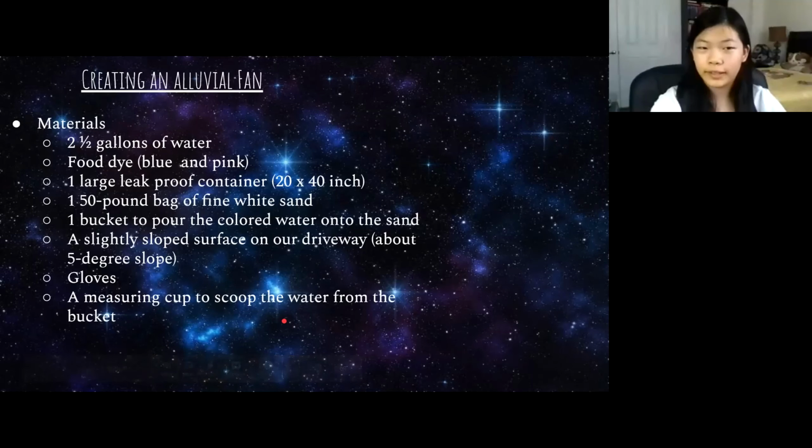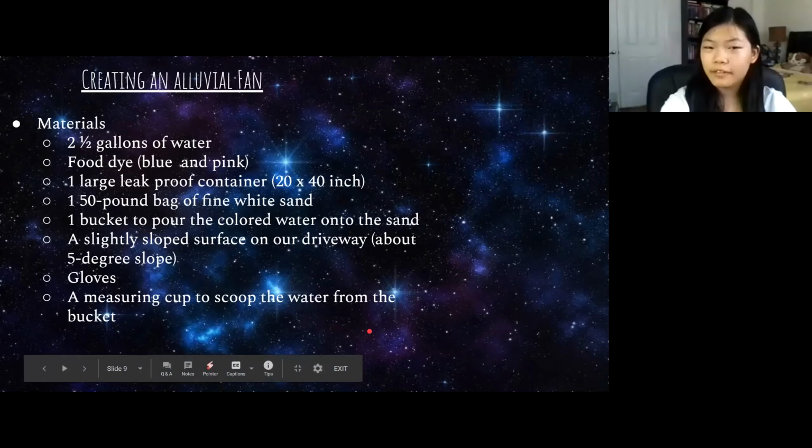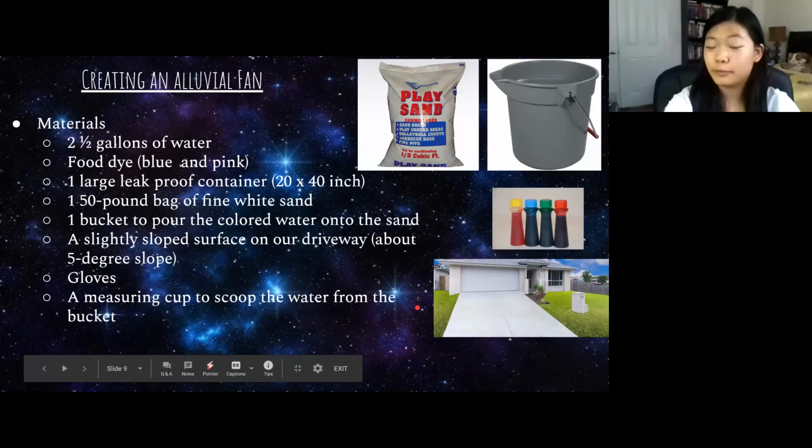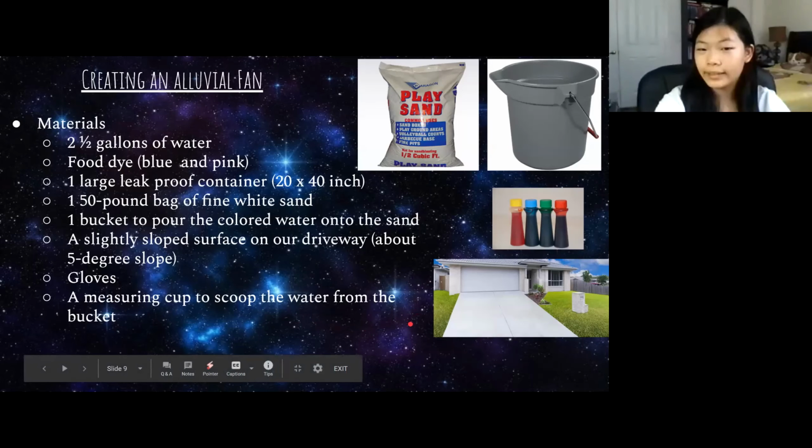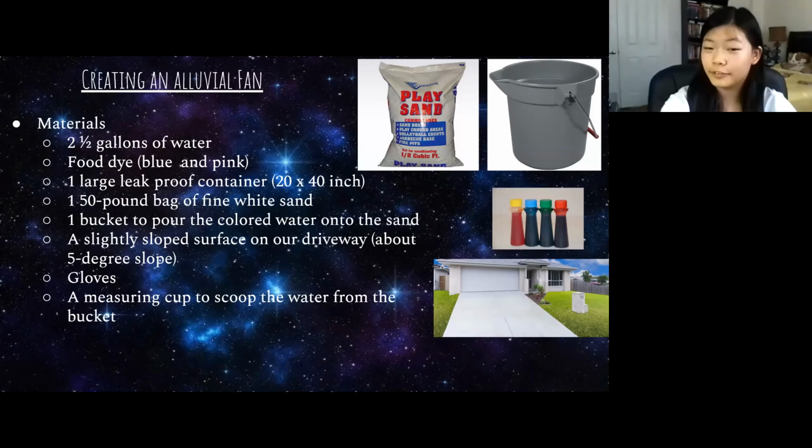Creating an alluvial fan. Materials: 2.5 gallons of water, food dye, we used blue and pink, 1 large leak-proof container around 20 times 40 inches or 2 times 4 feet, 1 50-pound bag of white sand or play sand, 1 bucket of colored water, a slightly sloped surface, we used our driveway, it was about a 5-degree slope, gloves, and a measuring cup to scoop the water from the bucket.